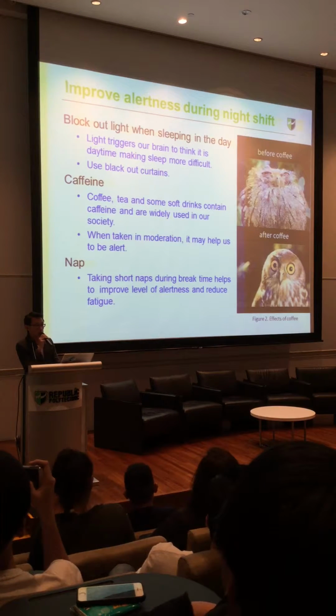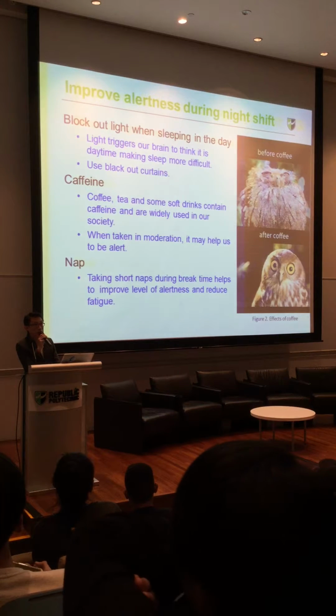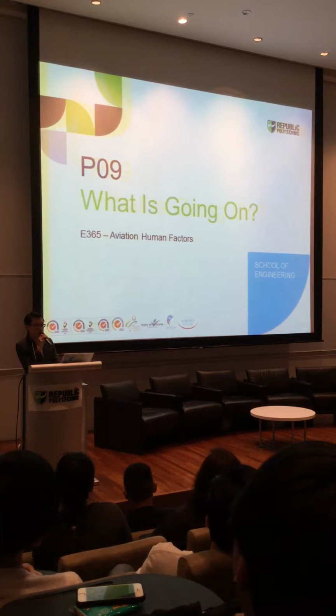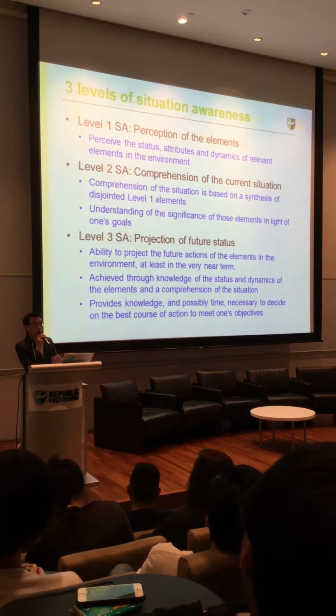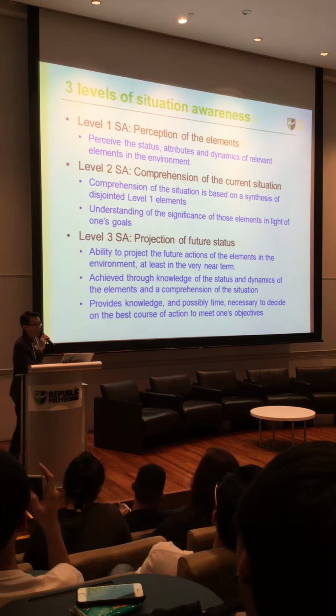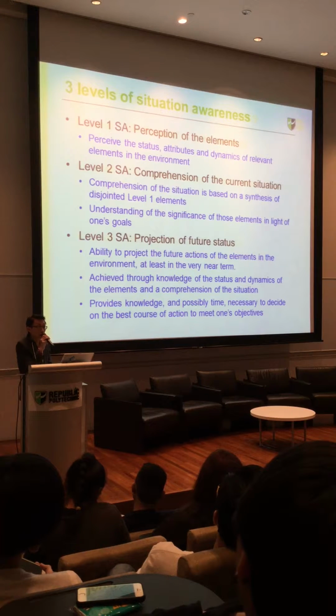The next slide is also about ways to improve alertness during night shift: block out light, having caffeine, and a short nap. Now P9. Amongst all the problems, I think P9 is one of the more difficult to understand. But if we break it down to its basics, it all boils down to this slide, the 3 levels of situation awareness.